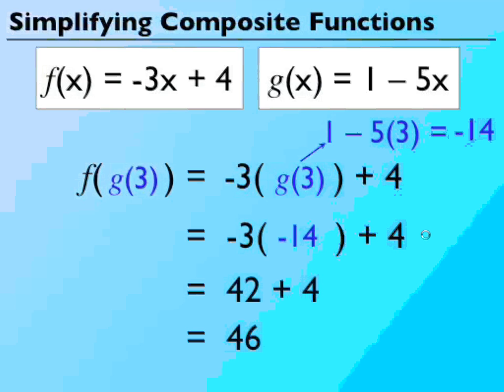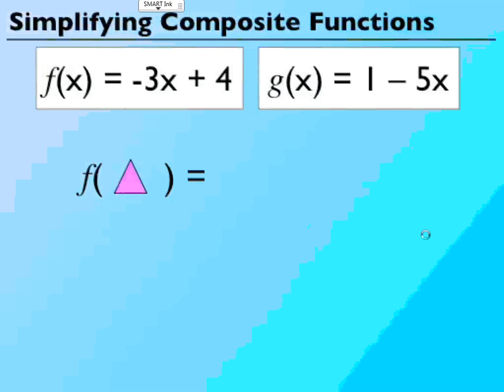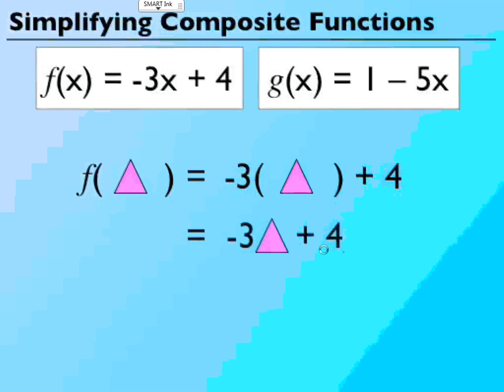Okay, look at another one. F of triangle. It doesn't matter if it's a number in there, if it's a variable, it could be a shape. F of triangle, we follow the same exact procedure. So negative 3, and then we leave space because we're plugging in for x. We're always plugging in for that variable since this was f of x. Now it's f of triangle, so triangle goes in place of x. And then negative 3 times triangle, well, that's just negative 3 triangle plus 4. Pretty straightforward.